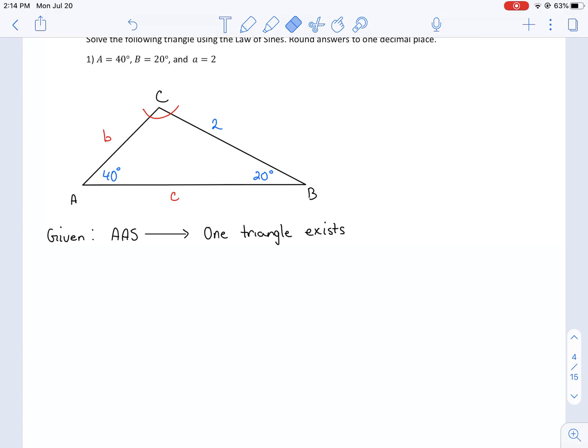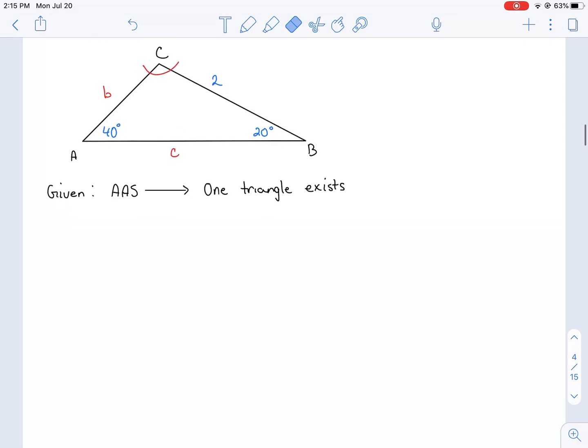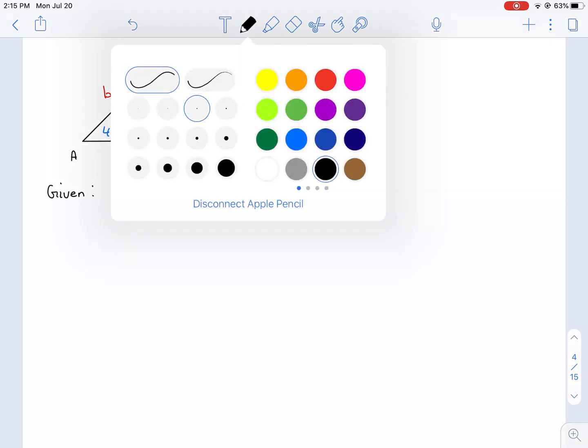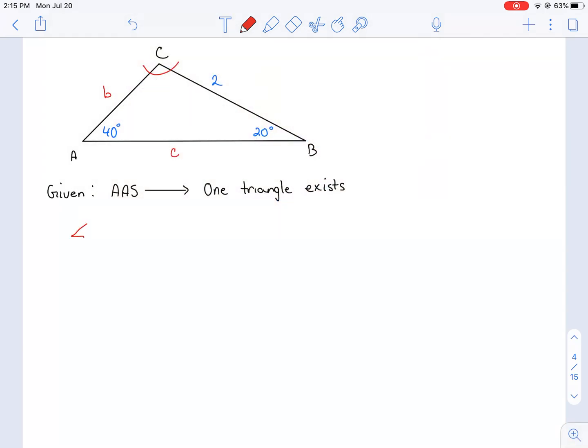So let's go ahead and determine the values of the remaining side lengths and the remaining angle. And I'm going to start with the angle because I believe that's probably the easiest. So angle C is going to equal 180 minus the sum of the other two angles. And remember that 180 degrees is the sum of the three angles of any triangle. So this is going to equal 180 minus 60, which is equal to 120 degrees.